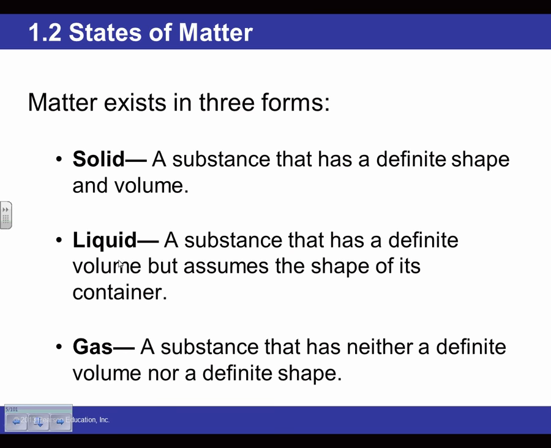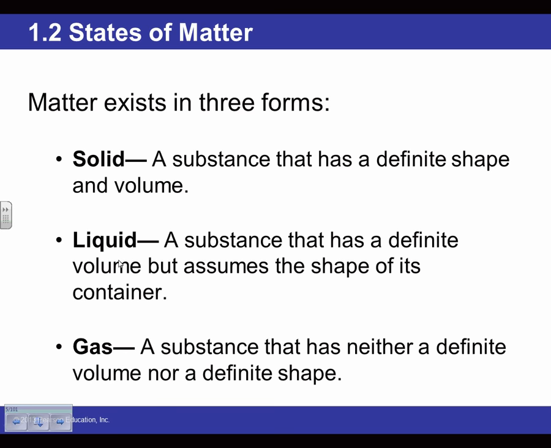Conversely, when you think about liquids, while they have a specific volume of space that they occupy, they can actually assume the identity of what container they are placed into. So they are deemed to have a specific volume, but not a specific shape. And lastly on this list is gases. Now, gases have neither a definite volume nor a definite shape.